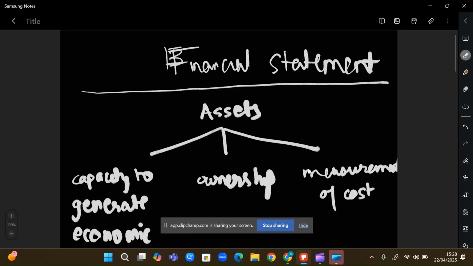Hello friends, today we will discuss the basics of financial statements, mainly the balance sheet and P&L. To begin with, we'll start with assets. When we speak of assets, what should be the top three things that come to our mind?